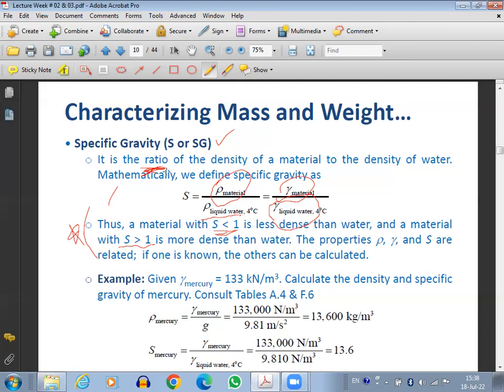Another question that can come is, how can we tell if an object is heavier than water or lighter than water using the specific gravity? Check the value of the specific gravity. If the specific gravity is greater than one, that means the object is heavier than water, so it will sink. If the specific gravity is less than one, that means the object is lighter than water, and so it will float. Okay, so these are some of the theoretical conceptual questions that can come in the exam.